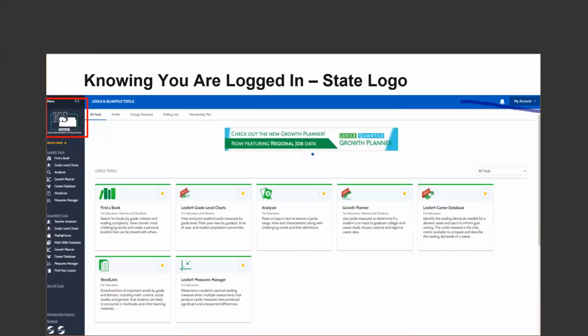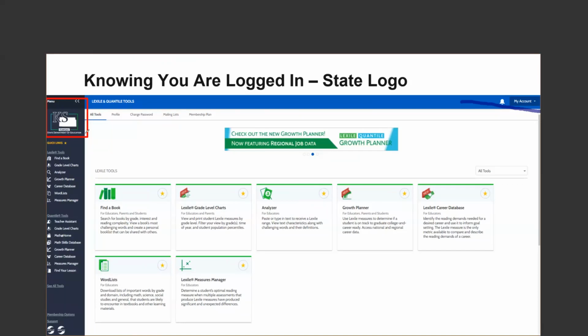When you do that, you'll notice you'll get an email in your email inbox that just confirms your registration. Within that email, there will be a link. You'll click on that link, and that will activate your account. And so when you come back to the Lexile and Quantile Hub, after clicking on that link in your email, you'll know you've done everything correctly when you see your state logo up here in the upper left-hand corner of your screen.